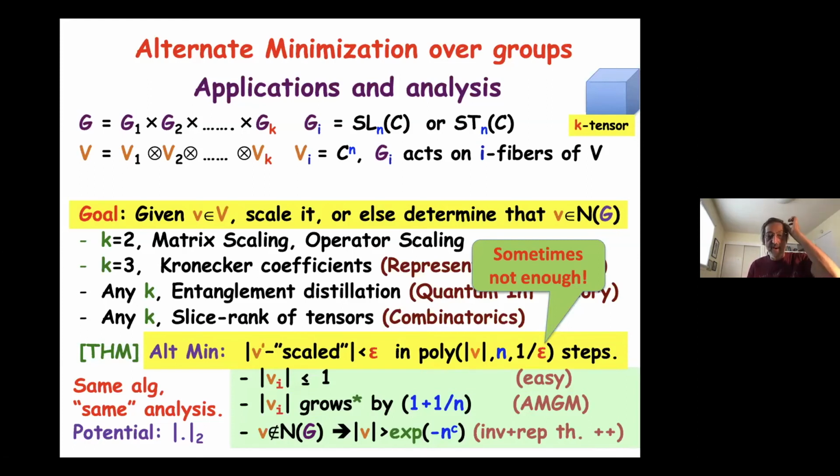The first 2 are really easy and follow essentially the same format. And for the third one, namely proving that if a vector is not in the null cone, then there's some lower bound on the L2 norm, this turns out to require, in this more general setting, more invariant theory, more representation theory that I'm not going to get into.